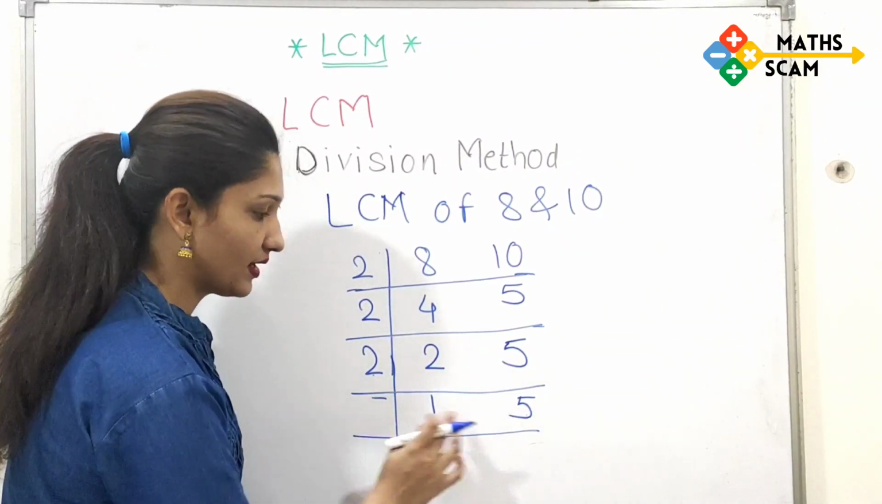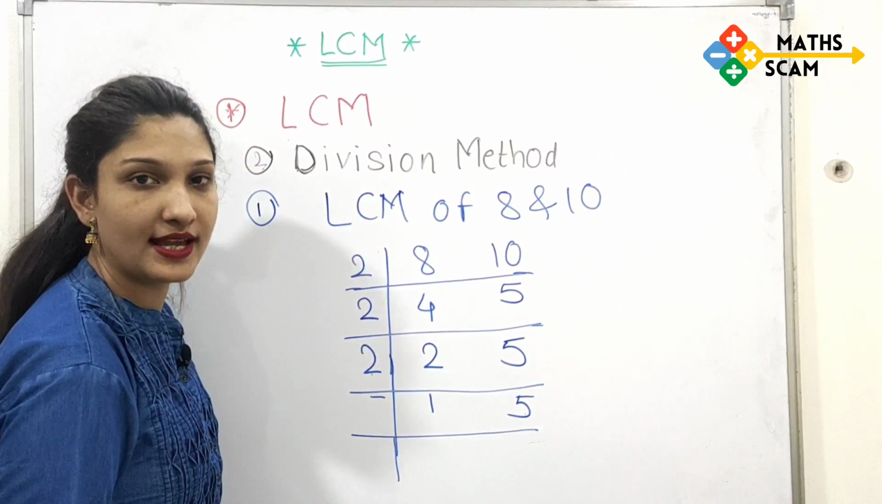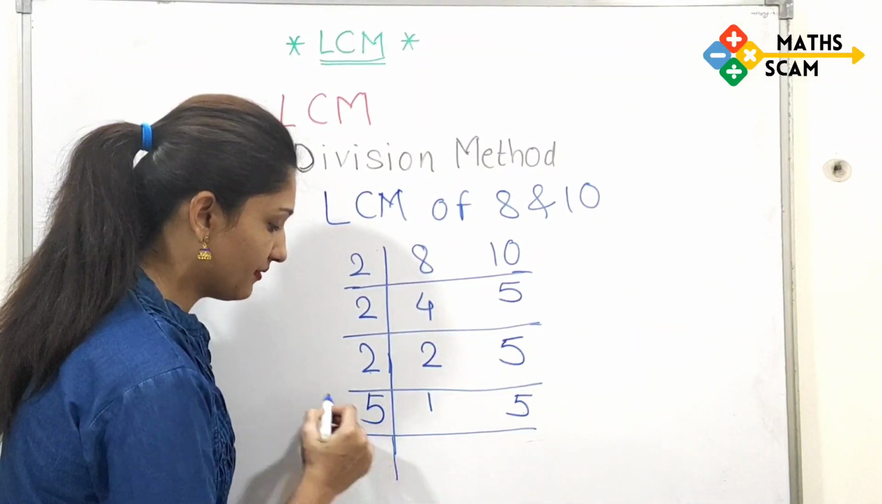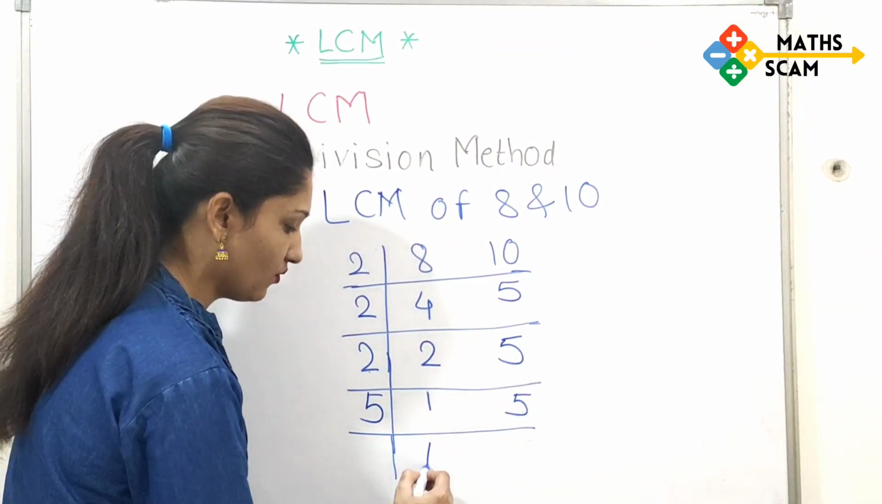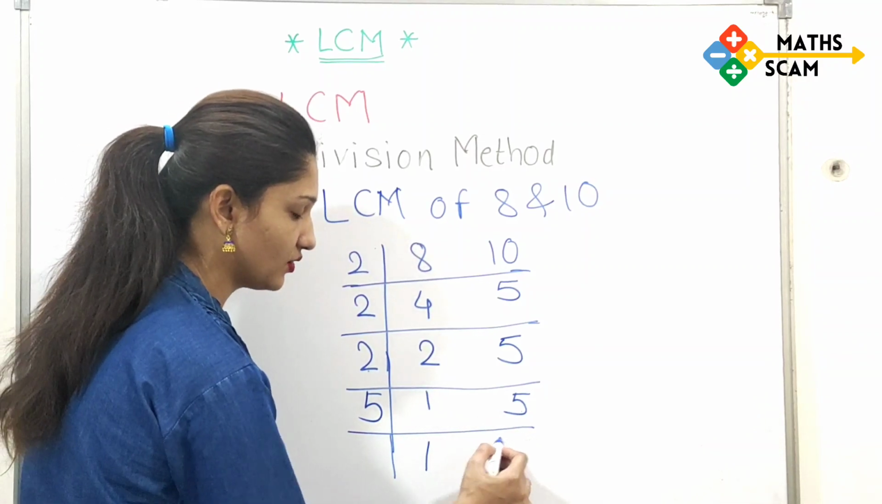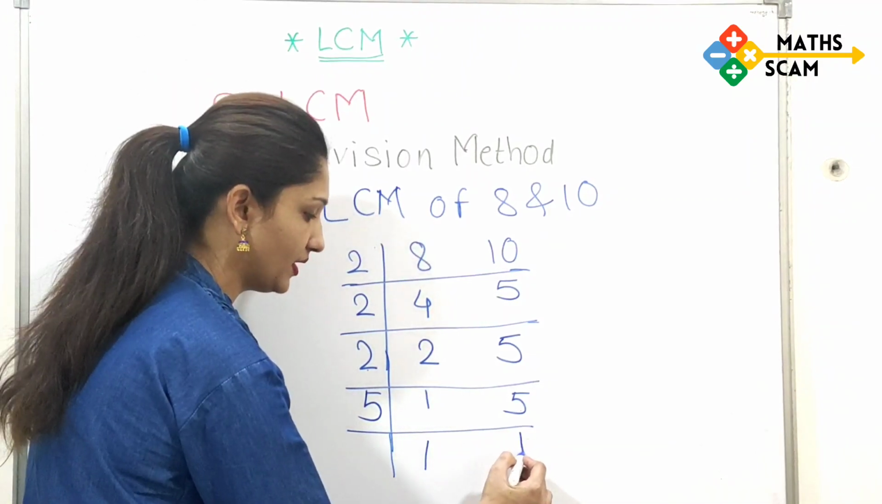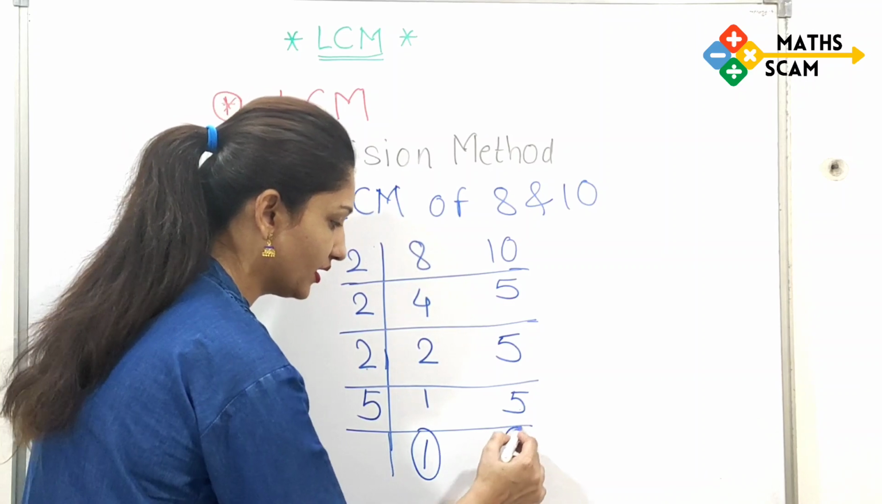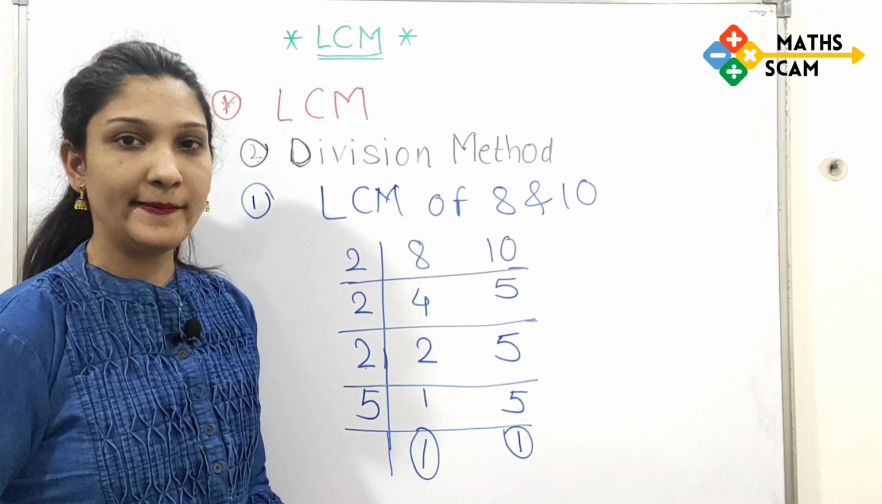Okay. So can we divide 5 by 5? Yes, we can. So divide by 5. 5 by 5 is 1. Okay. So we got the quotient 1, 1.